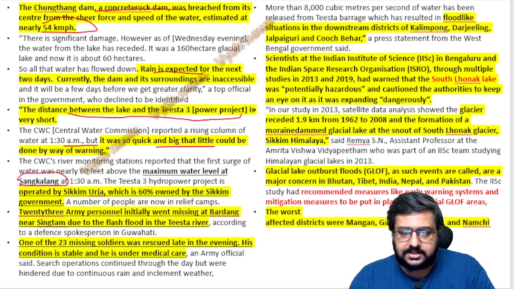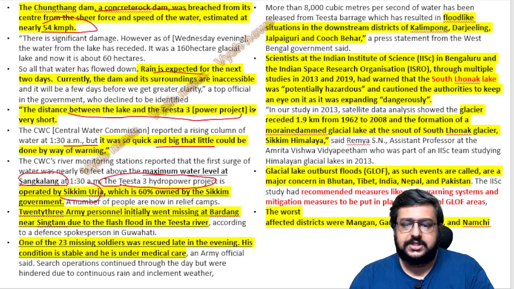Okay, Sangkalang is the place where the maximum water level was noted, and there, as I told, Sikkim Urja is the one operating this project, the Teesta 3 hydropower project. Because Teesta is there, it becomes important. UPSC already asked in 2017; now 6 years are over, so they may repeat the topic. Okay, so 60% of this Sikkim Urja project is owned by the Sikkim government.